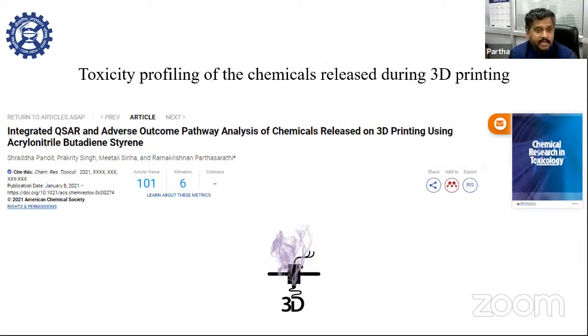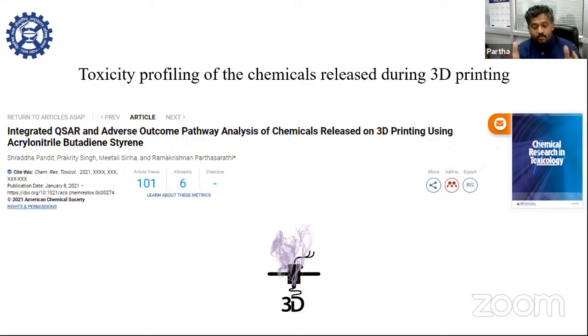Another example is work currently published in Chemical Research in Toxicology. You know all about 3D printing, right? It's a very exciting field. But when we are using 3D printing, we use materials like fused filament materials, right? Those are heated up at some point, and when heated, various particulate matters and volatile organic compounds get released.